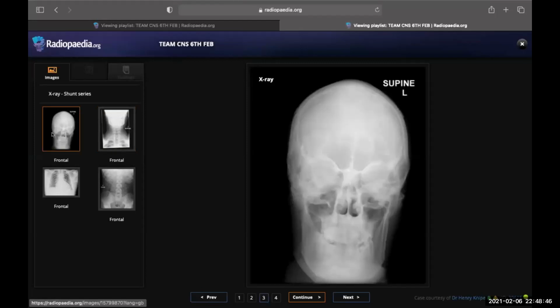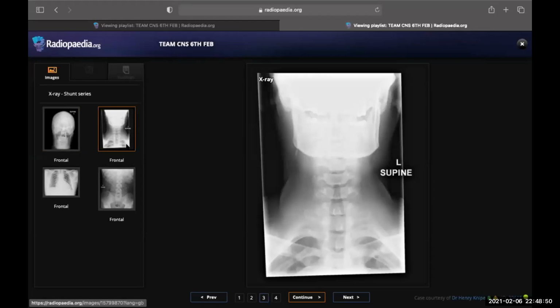Okay, so this is the skull. Describe it. Okay. This is the neck. At the neck level, I don't see the shunt clearly. Till where do you see the shunt? I see it up to the mandibular angle.